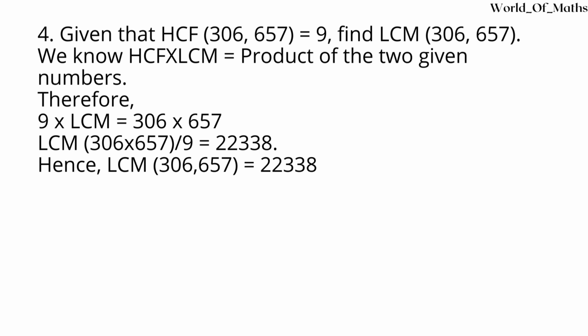So solution, as we know, HCF multiplied by LCM is equal to the product of the two given numbers. So if we replace the values in the formula, we can write it as 9, which is the HCF of these two numbers, multiplied by the LCM which we need to find out, is equal to 306 multiplied by 657. If we rewrite the equation, we can bring 9 to this side. So 306 multiplied by 657 divided by 9 will give you 22,338, which is the LCM of 306 and 657.